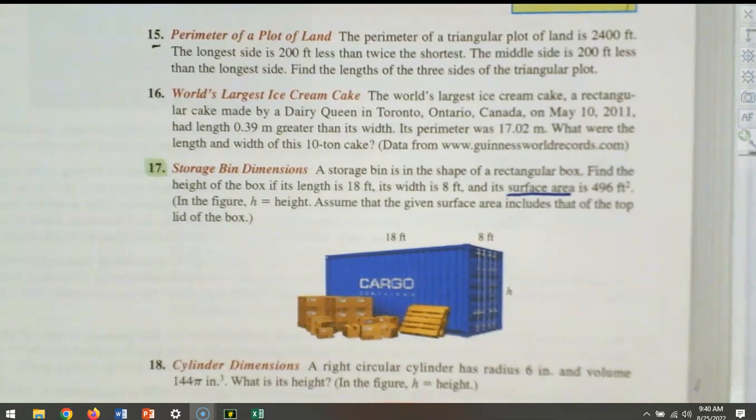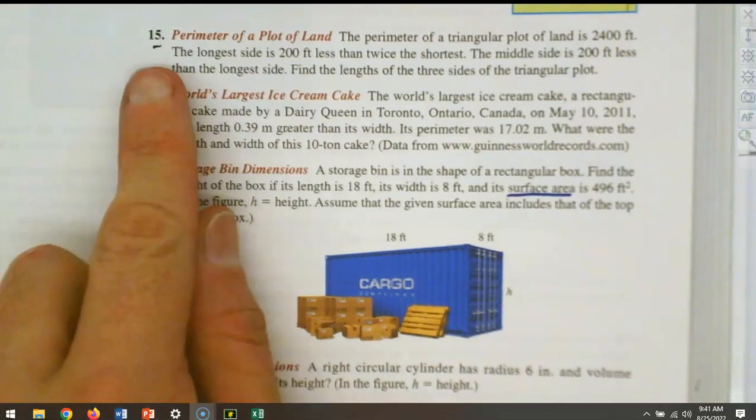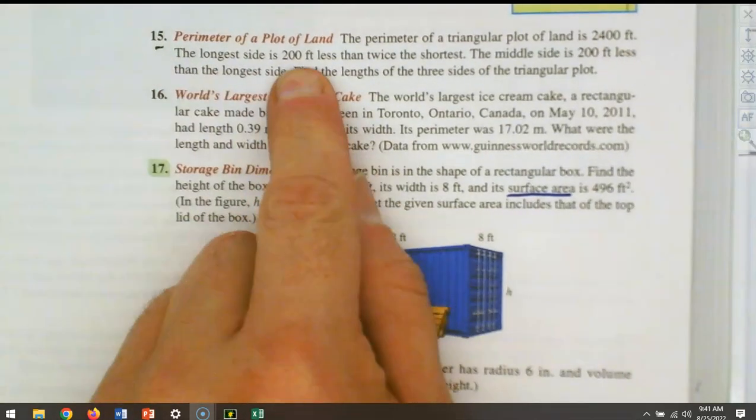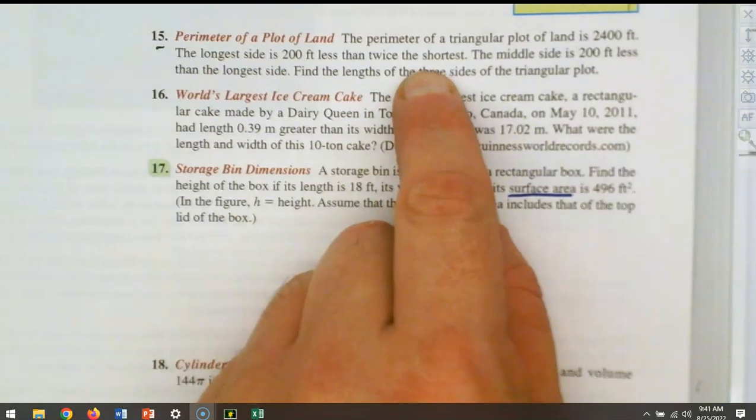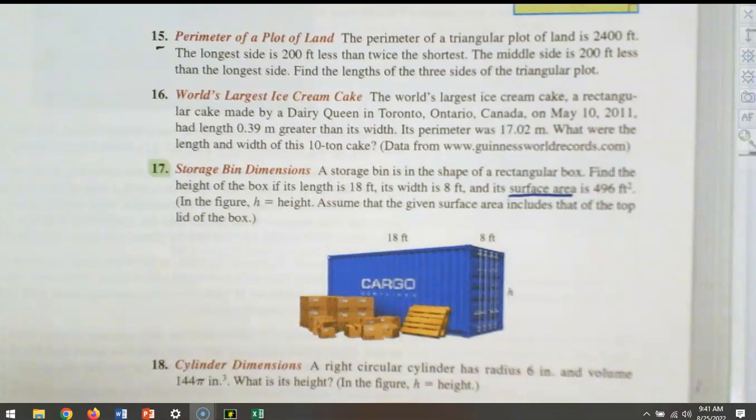The perimeter of a triangular plot of land is 2,400 feet. 2,400 is in feet. Why? Because that came from perimeter. We can measure the perimeter. That's why it's in the base unit. The longest side is 200 feet less than twice the shortest side. The middle side is 200 feet less than the longest side. Find the lengths of the three sides of this triangular plot.